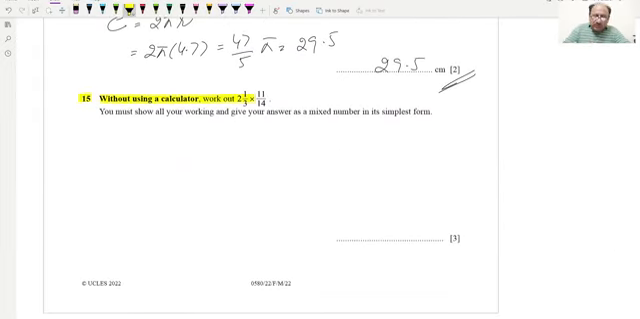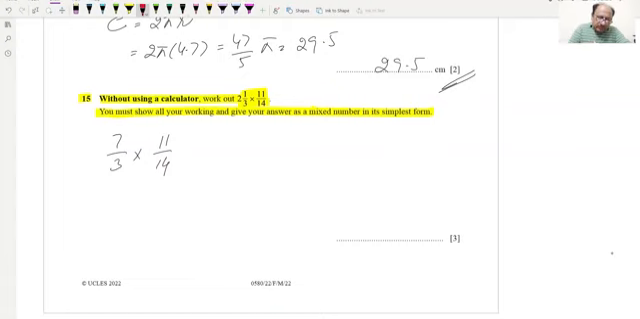Without using a calculator, work out this fraction. So it is multiplication of fractions; you must show all your working and give your answer as a mixed number in its simplest form. First of all, 2 whole 1 by 3. We can multiply this and then add to get an improper fraction. So 3 2s are 6, 6 plus 1 will be 7. So 7 by 3, and the other one is already an improper fraction, so we can write it like this.